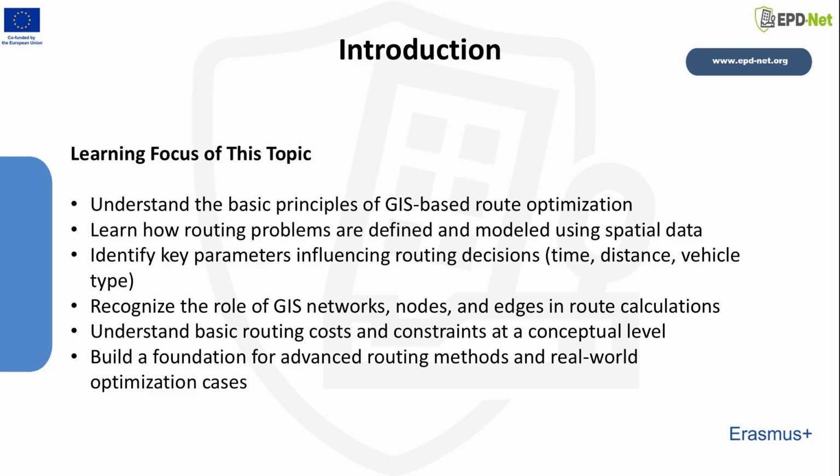Learners will become familiar with the core parameters that influence routing decisions, such as travel time, distance, vehicle type, and basic road characteristics. This topic also introduces the concept of GIS networks by explaining how roads are represented as connected elements, commonly referred to as nodes and edges, and how these structures enable route analysis.